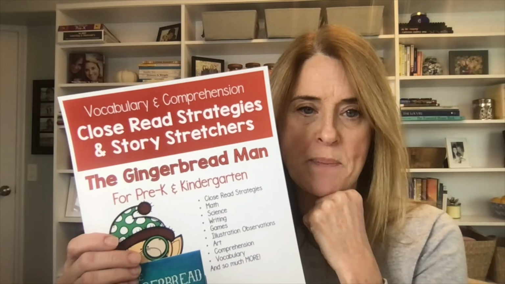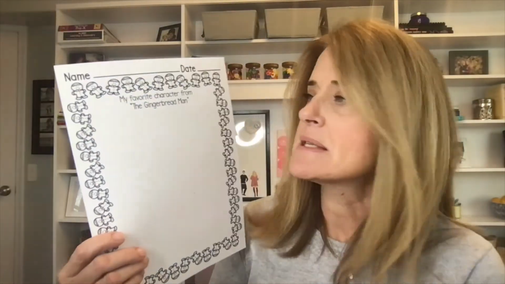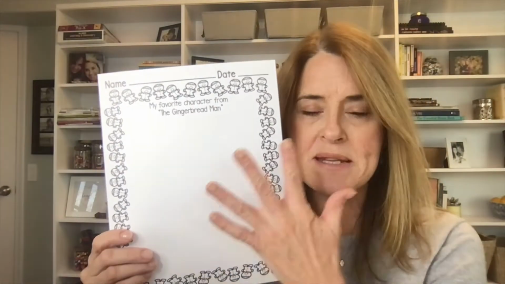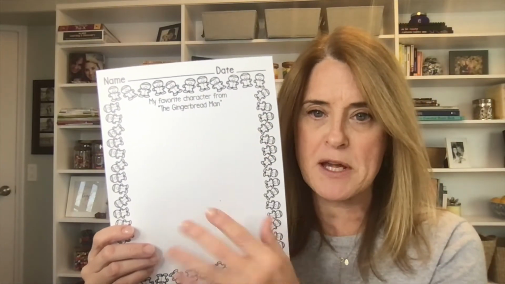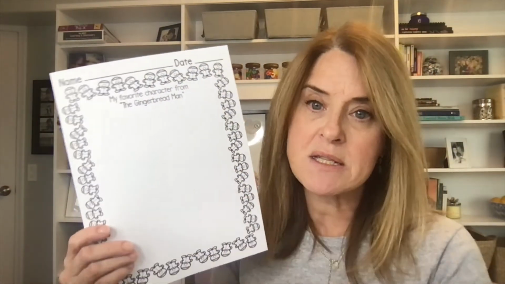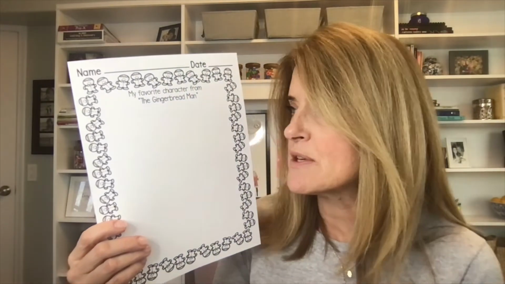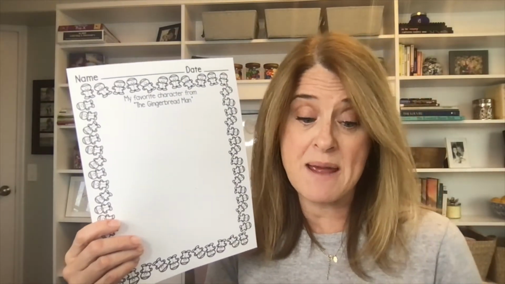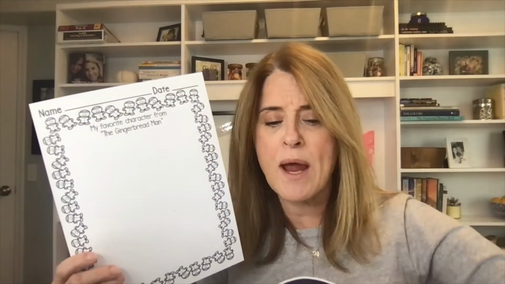Now, all these things are in my All About Gingerbread, but this one I'm going to show you is in my Gingerbread Man close read and story stretchers little activities. I have one of these, my favorite character from the Gingerbread Man. This one I would use for my pre-K, and they would just draw the picture and I would help them write fox or pig or whatever. But I have one that's aligned for kindergarten or even first grade. There are also a lot of fun games in this unit, and a lot of great in-depth story stretching questions and things you can do for a close read. So that is a good journal.